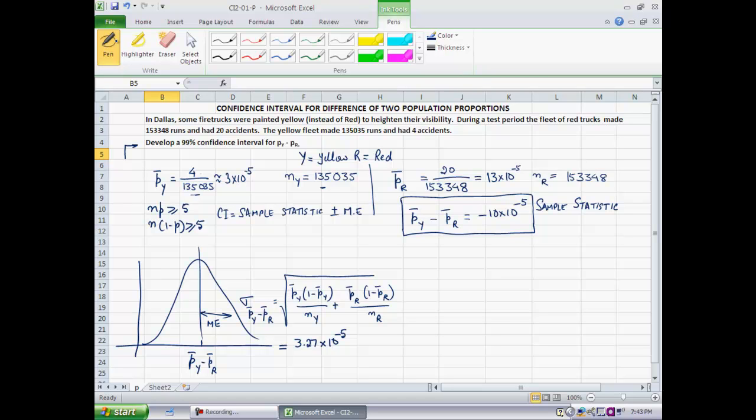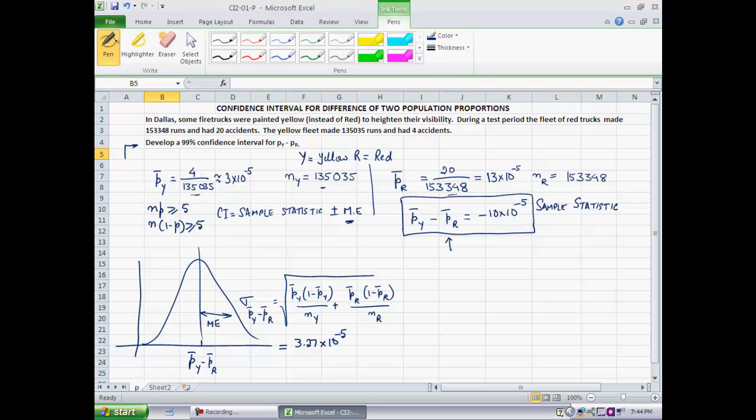Similarly, for red trucks, the sample proportion is 20 accidents out of 153,348 runs, which ends up being 13 times 10 to the minus 5, and the sample size for red is 153,348 runs. So in order to compute a confidence interval for PY minus PR, the corresponding sample statistic that we use is the difference in the sample proportions, P bar Y minus P bar R, which ends up being minus 10 times 10 to the minus 5. So that's the sample statistic. And now I have to bracket this on both sides by the margin of error.